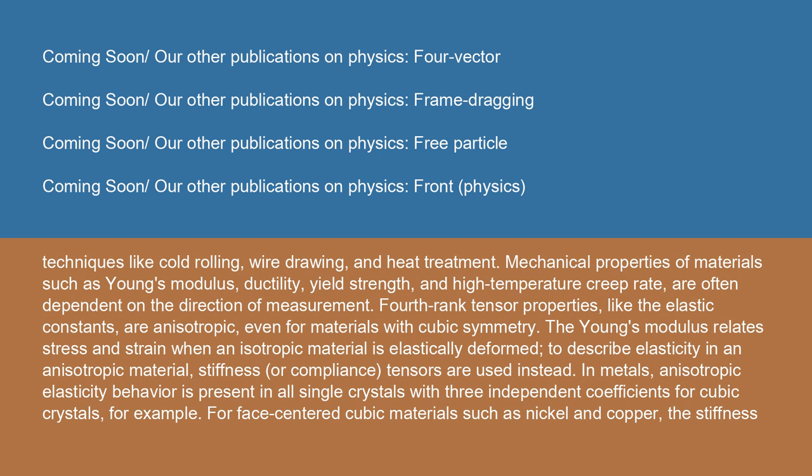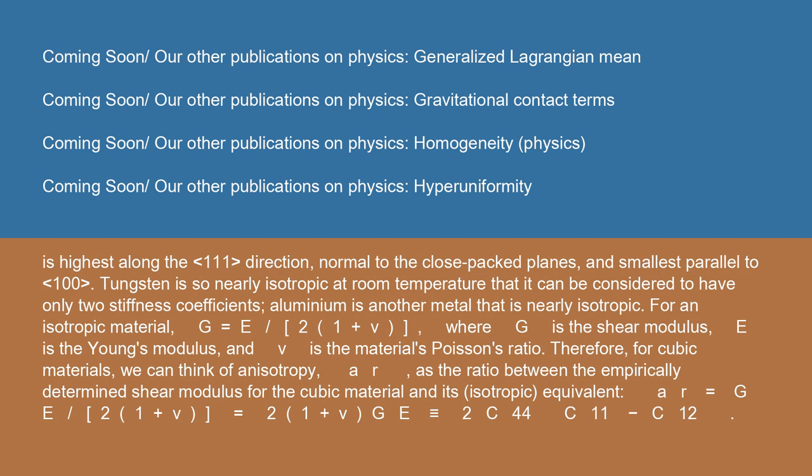The Young's modulus relates stress and strain when an isotropic material is elastically deformed. To describe elasticity in an anisotropic material, stiffness or compliance tensors are used instead. In metals, anisotropic elasticity behavior is present in all single crystals with three independent coefficients for cubic crystals. For example, for face-centered cubic materials such as nickel and copper, the stiffness is highest along the <111> direction, normal to the close-packed planes, and smallest parallel to <100>. Tungsten is so nearly isotropic at room temperature that it can be considered to have only two stiffness coefficients. Aluminium is another metal that is nearly isotropic.